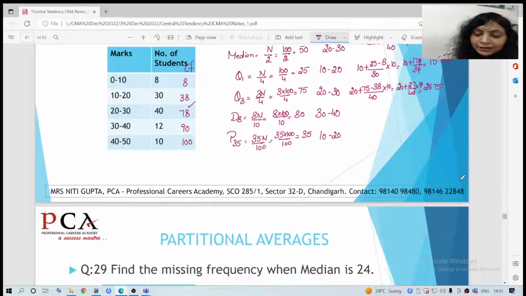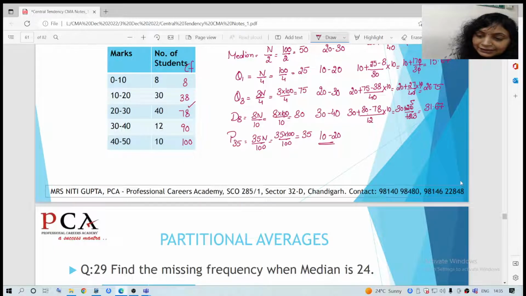Now let's find out D8. Our lower limit is 30, rank is 80, CF of 20 to 30, that is 78 upon frequency of 30 to 40, 12 into 10. So this is 30 plus 80 minus 78, 20 upon 12. 4 5s are 20, 4 3s are 12. So this is 1.67, 31.67.